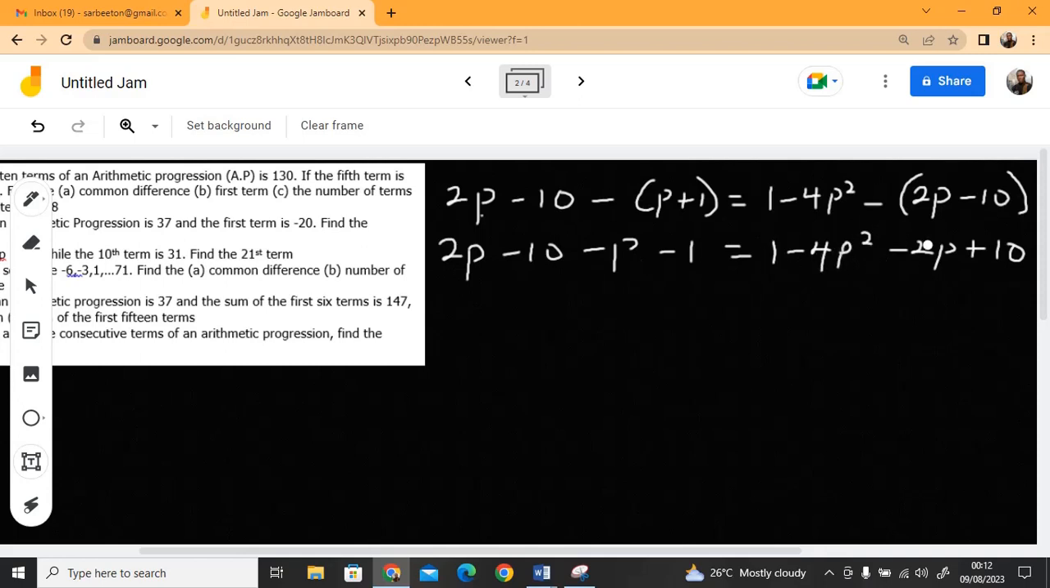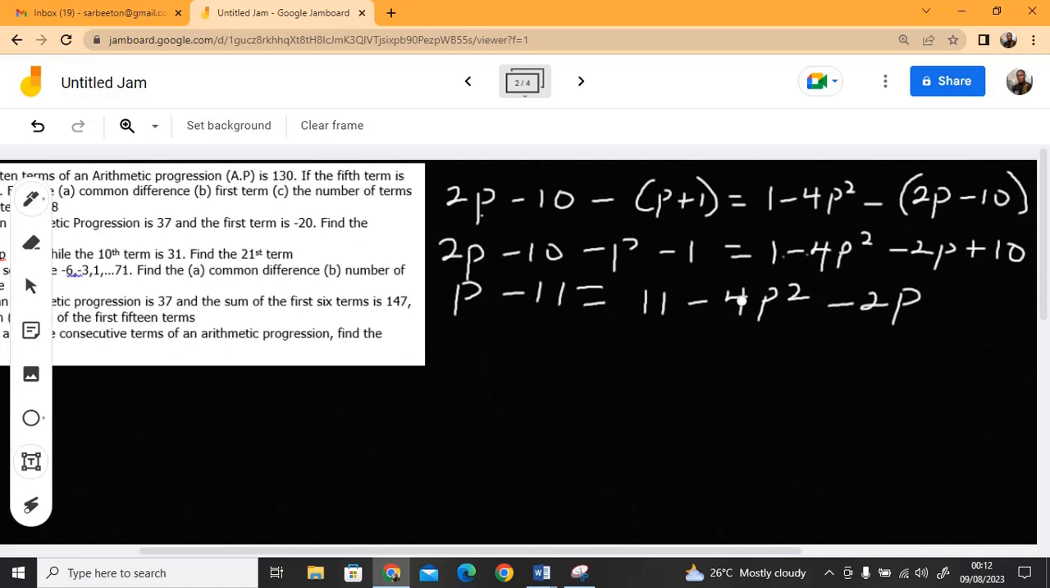Now I'm going to call this thing quadratic. Once you say 4p squared, it is quadratic. Because this here is minus 4, my quadratic should have a positive number, so I'll bring everything here. Let me collect items here. 2p minus p is p, minus 10 minus 1 is minus 11. You know that, right? Now in this one, 1 plus 10 is 11. Then we have minus 4p squared minus 2p.